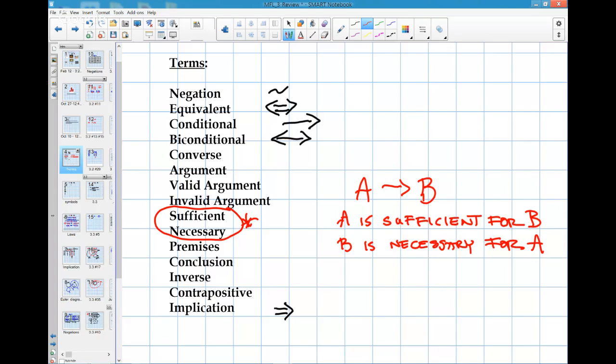Let me give you an example. If a student gets a 3.0 or above, then they will be on the honor roll. That means getting a 3.0 is sufficient for getting on the honor roll, and being on the honor roll is necessary if you have a 3.0 or above GPA. So the if part is enough, or sufficient, for the result B, and the result is absolutely necessary once you meet the condition A. Hopefully that makes some sense. So that's the sufficient, necessary.